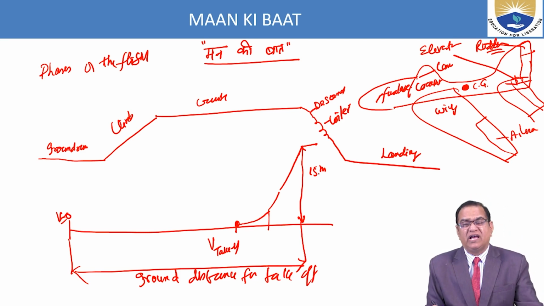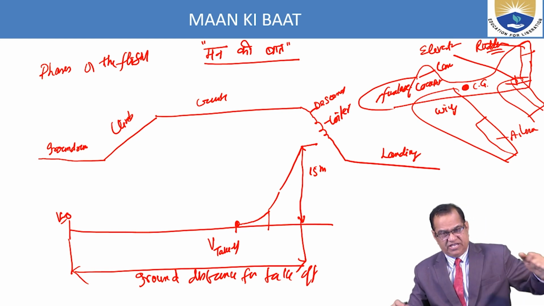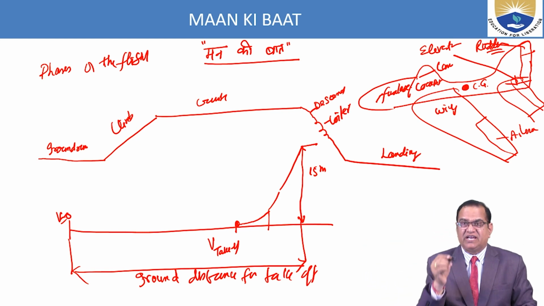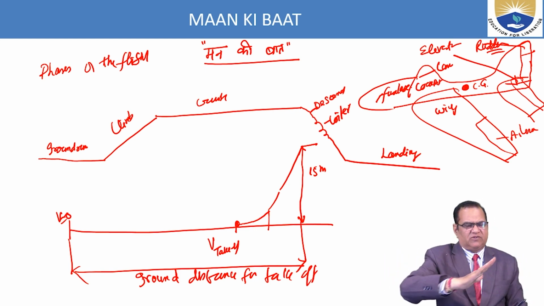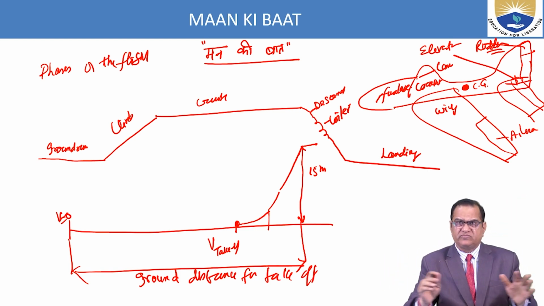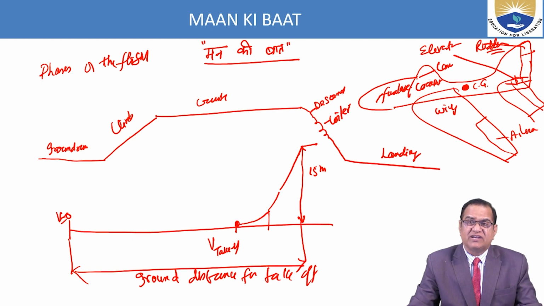And how are we achieving this? By the help of the engine thrust. Engine thrust is pulling. As and when the takeoff velocity is reached, it will be nose up like this, and it will start climbing like this. So there are some forces and some moments that are involved.